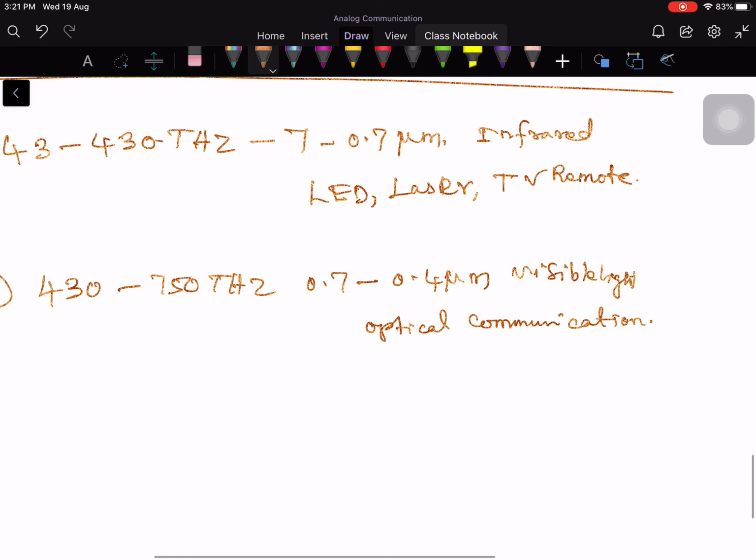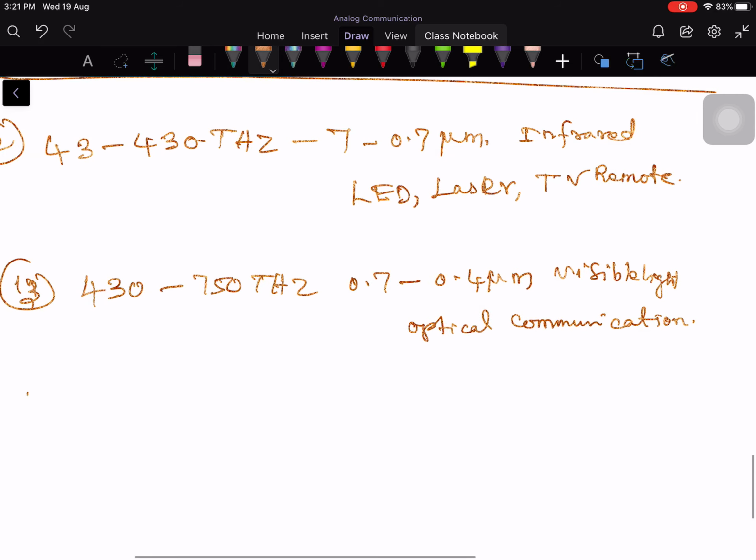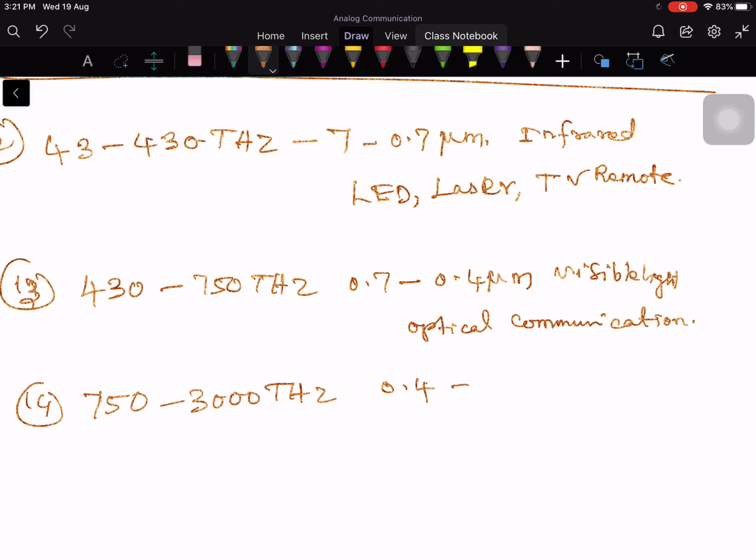Okay, and then 750 to 3000 terahertz. Wavelength is 0.4 to 0.1 micrometer, and this is ultraviolet. Okay, medical applications.